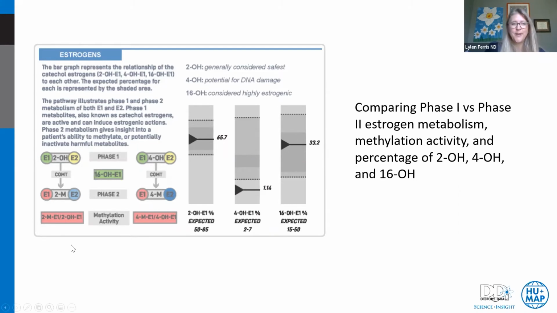Now, keep in mind, colors mean something in this report, and so red doesn't necessarily mean bad, it just means elevated. So for a marker that's looking at methylation activity, we know that methylation activity is actually working quite well. There's a lot of it, and when we're thinking about moving markers from phase 1 into phase 2, having a lot of methylation activity is a positive finding.